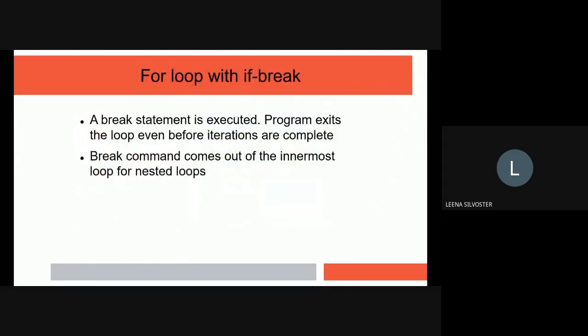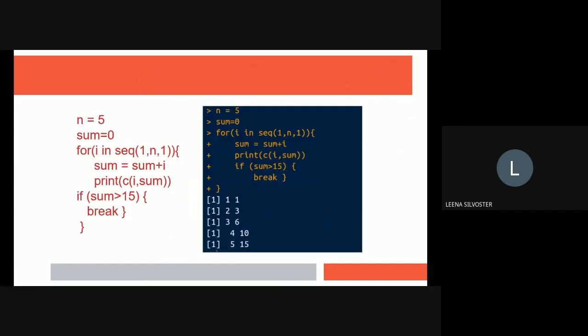For loop with if break: when a break statement is executed, the program exits the loop before iterations are complete. Break comes out of the innermost loop of a nested loop. We had already discussed the for loop example, up to this one. After that a condition is there: if sum is greater than 15, it will exit from the loop. So up to 15 it will be printed.